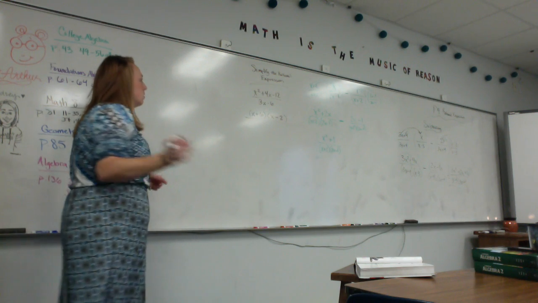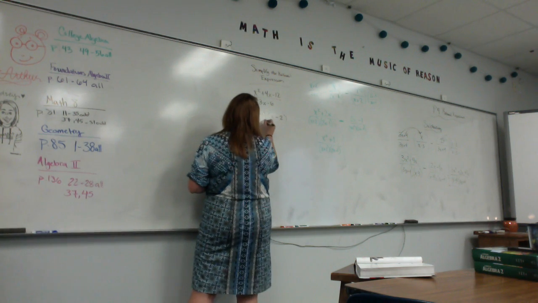What can I factor out on the bottom there? A 3, and then you have x minus 2. What happens now?